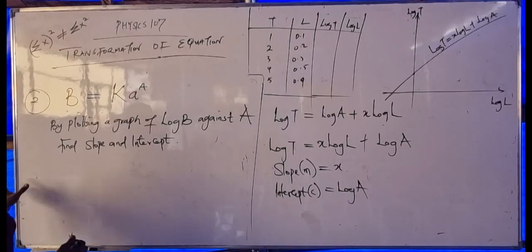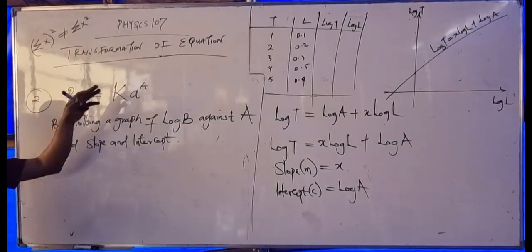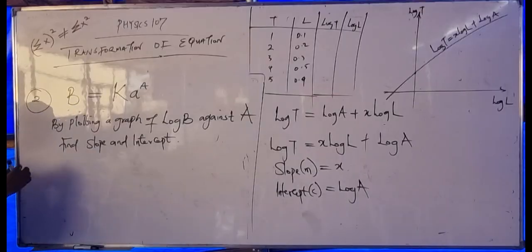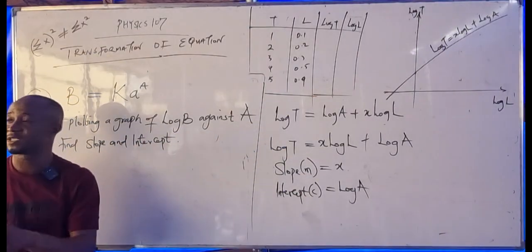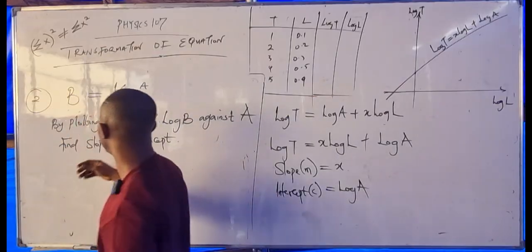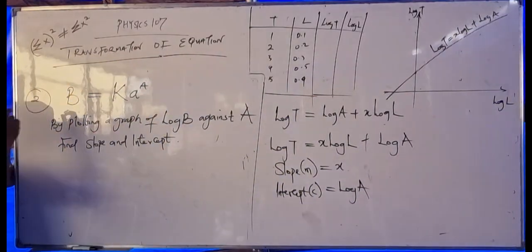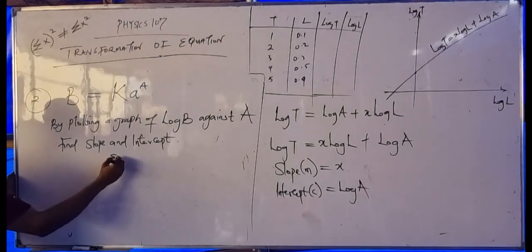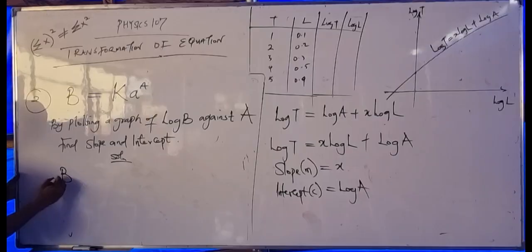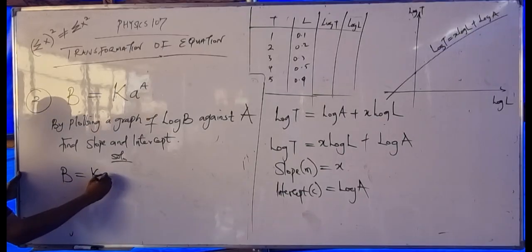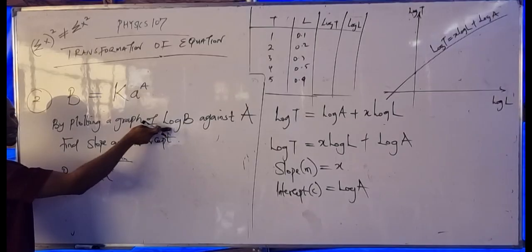Okay, look at this experiment. We are given that B is equal to k a raised to the power capital A. Then by plotting a graph of log B against capital A, that means in the experiment they will tell you the graph of log B against capital A, and we are given this relationship. So what do we do? We transform this to a linear equation. We are given that B equals k a raised to the power A. So to bring in logarithm, what do we do?